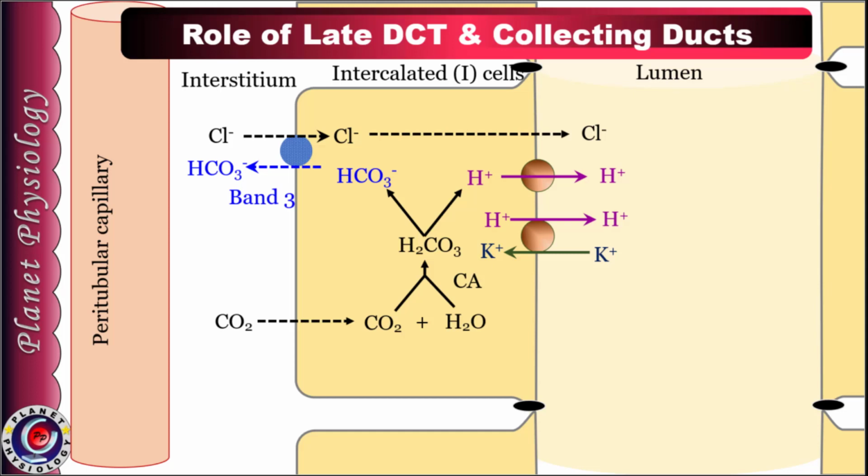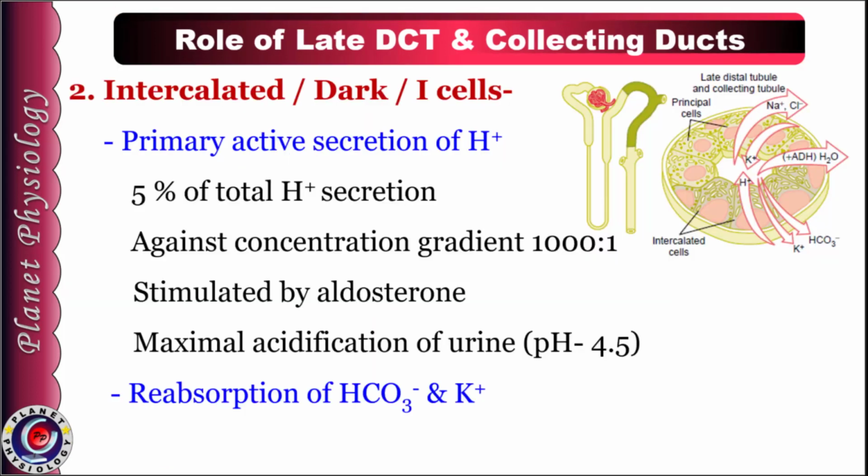Even though this process of hydrogen secretion is similar to that of the proximal tubule, the major difference lies in the type of hydrogen transporter. In the proximal tubule, it is sodium hydrogen antiport, which was secondary active transport. But in intercalated cells, it is primary active transport. This ATPase can work even against the concentration gradient of 1000:1. So it is more powerful and causes maximal acidification of urine with pH of 4.5.